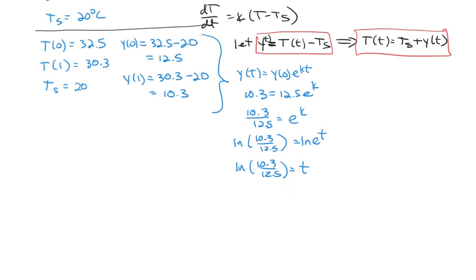Once we have that, we can plug it in up here, right? So we can come up with our equation for y. So now we know that y of t is equal to y of 0, which is 12.5, e to the k in k.